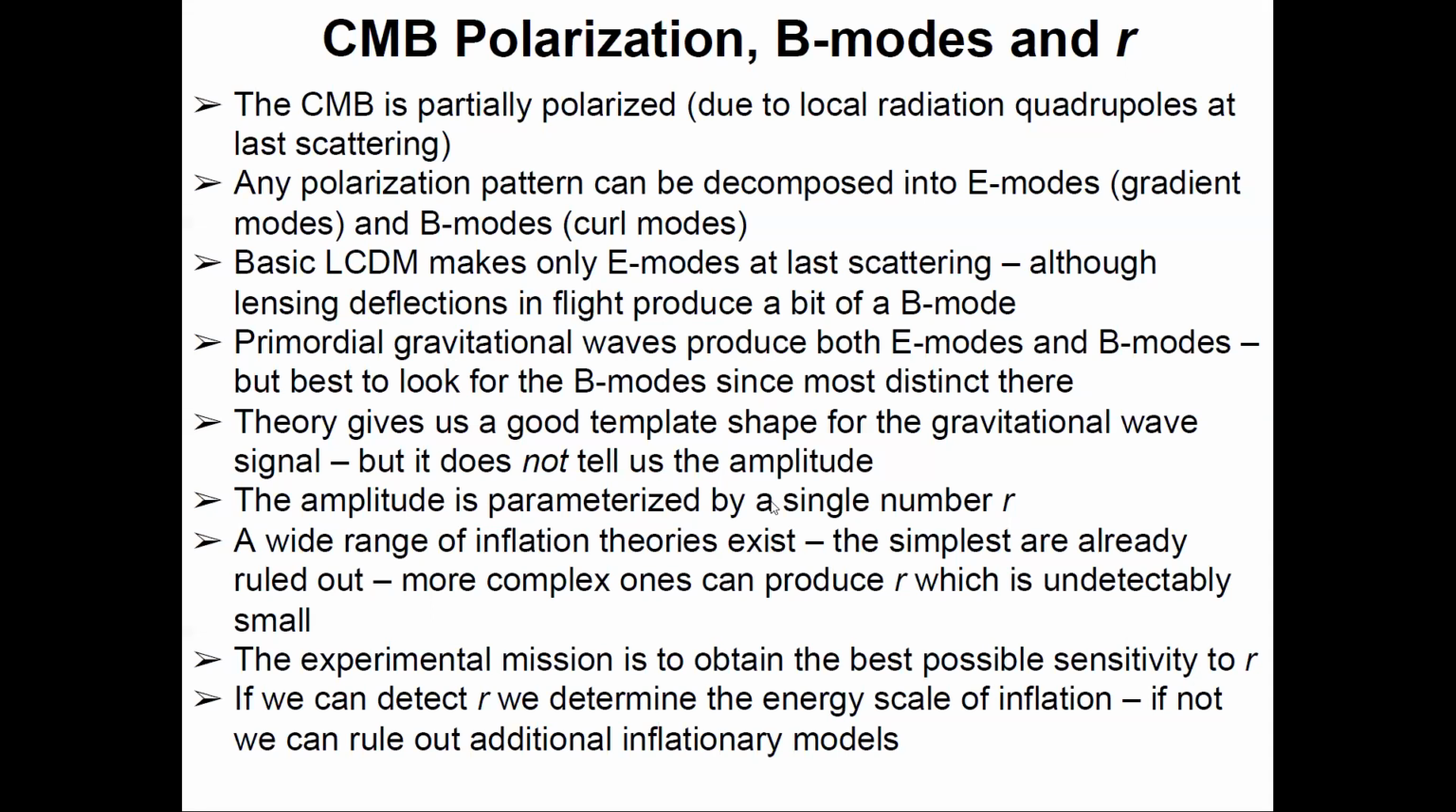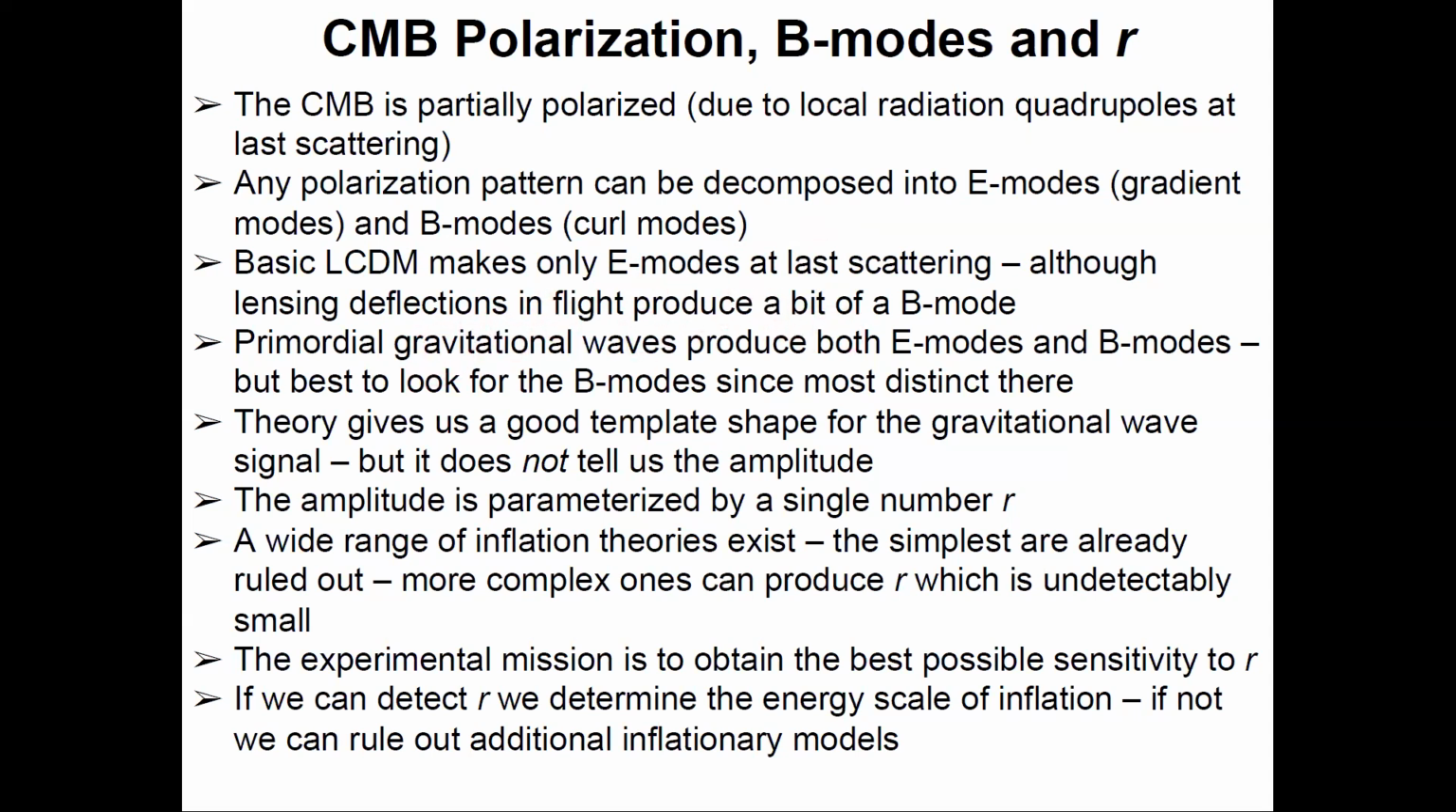So this slide's got a lot of words on it. It's the most that I've got. So I wanted to just put into one slide this chain of events that may allow us to detect these inflationary gravitational waves. So the CMB is partially polarized. You can decompose a polarization pattern into the E mode, the gradient mode, or the B mode, the curl mode. The basic lambda CDM model says that there will be E modes, and of course we actually observe those, at high signal to noise. Lensing deflections will generate, in flight, a distortion of that initially pure E mode pattern and give you a bit of a B mode. So that's the basic story.